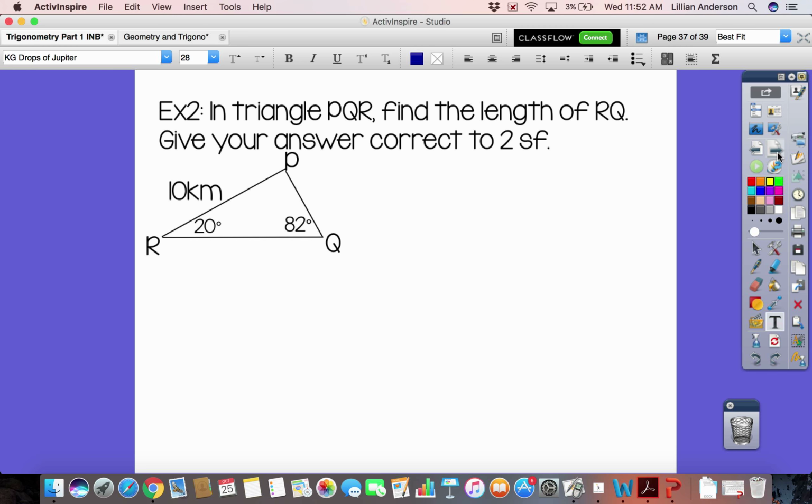In triangle PQR, we're looking to find the length of RQ. Give your answer correct to 2 significant figures. It tells us how it wants us to round, so that's exactly what we're going to do, 2 significant figures.